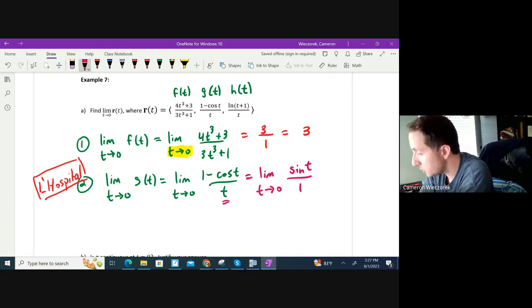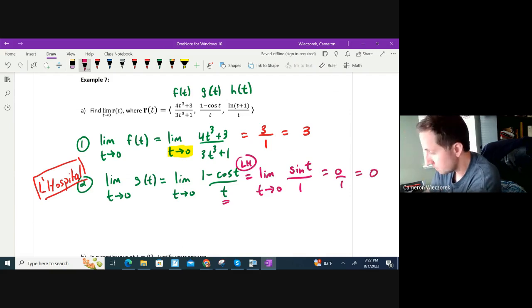And by taking the ratio of those derivatives, I'm going to put a little LH here. I used L'Hopital's rule. Now I can plug in and direct substitution works. That's the benefit of L'Hopital's rule. If you do it enough times, once you stop getting an indeterminate form, you can actually use direct substitution. Sine of 0 is 0. 0 divided by 1 is 0.